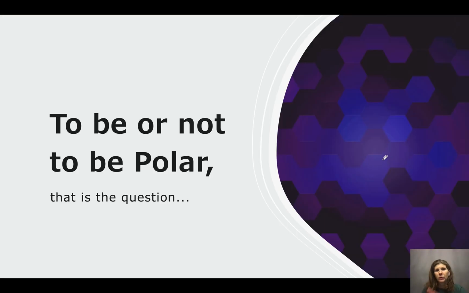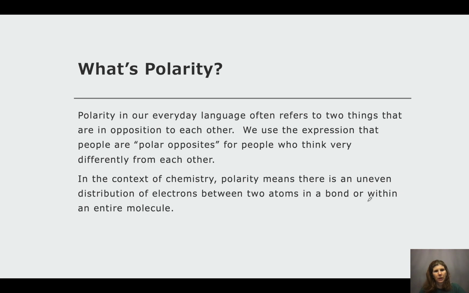All right, so now that we've looked at shape and how to determine the shape, now let's talk about polarity of the molecule and how we can determine if a molecule is polar or nonpolar. So first of all, what is polarity? We use the word polarity a lot in our everyday language. We say that people are polar opposites of each other, and we're just talking about people who are very different from each other. They think very differently. In the context of chemistry, polarity means there is an uneven distribution of electrons between 2 atoms in a bond or within the entire molecule.